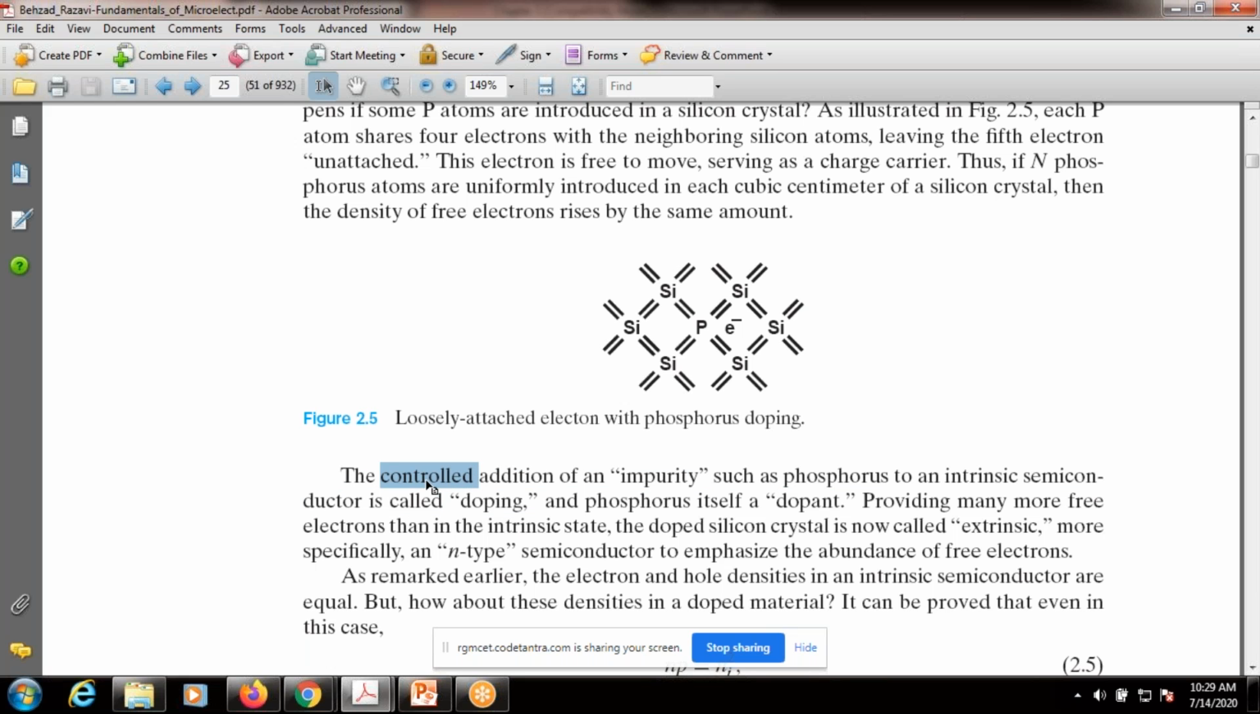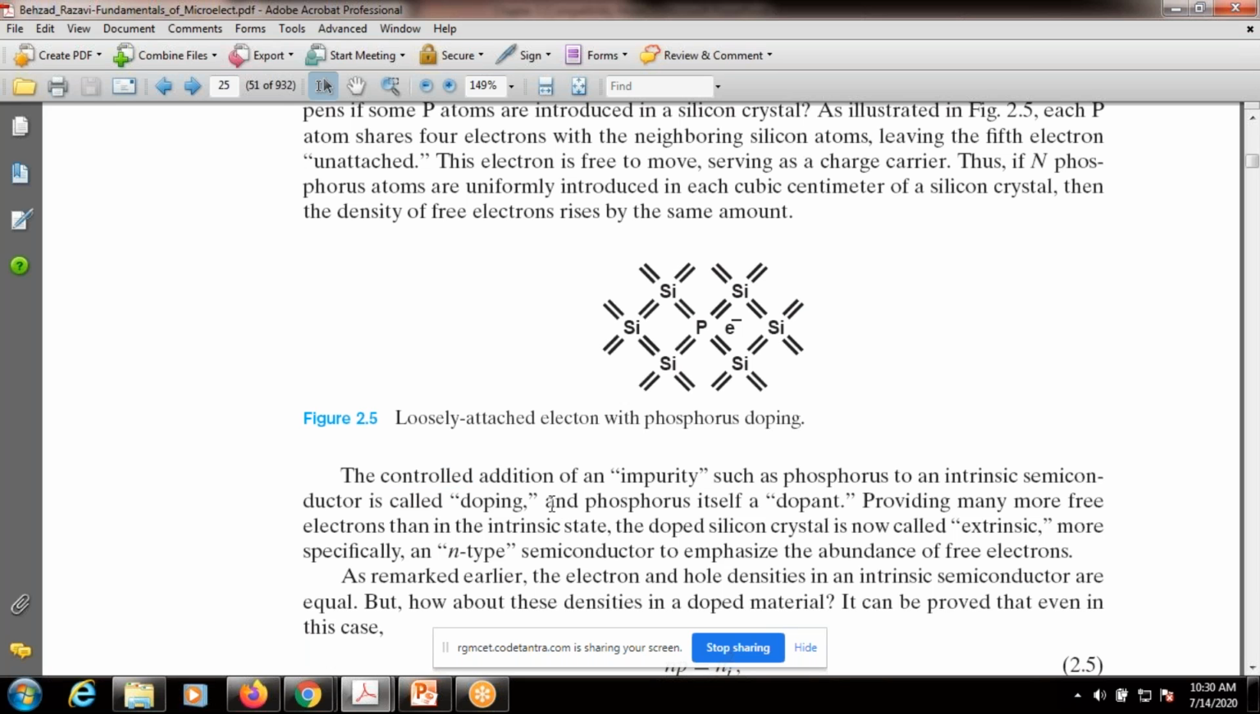That is in the user's hand. During the manufacturing of a particular device, we can easily control it. If I require that much current conduction through silicon, that much impurity atoms are added. The controlled addition of an impurity such as phosphorus to an intrinsic semiconductor is called doping. We cannot add randomly. There are formulas for how to add impurities. It is a controlled manner, not a random manner.